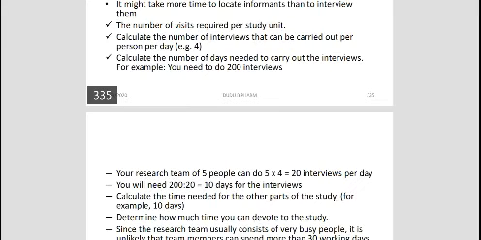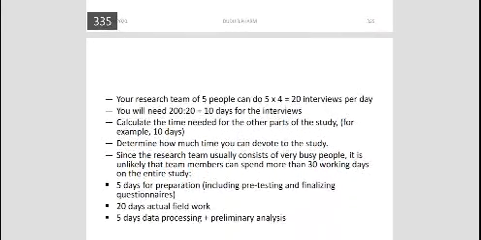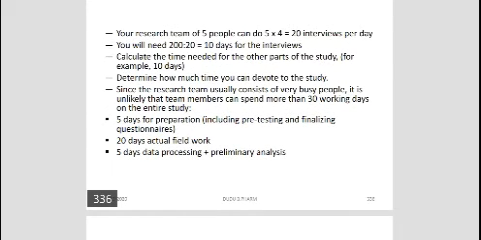I think we are getting this concept. When we say calculate the time needed for other parts of the study, for example, we said these 10 days. Now determine how much time you can devote to the study. Since the research team usually consists of very busy people, it is unlikely that team members can spend more than 30 working days on the entire study. So 5 days for preparation, including pre-testing and finalizing the questionnaire, 20 days actual field work, 5 days data processing and preliminary analysis. Here now we are getting the picture.